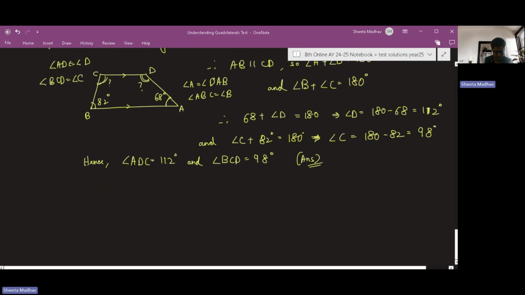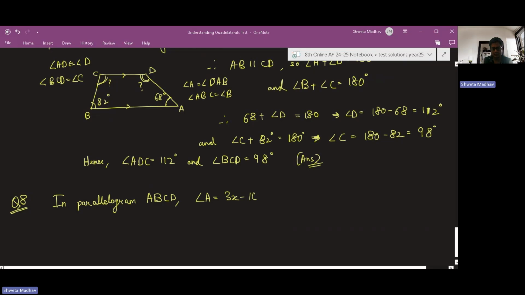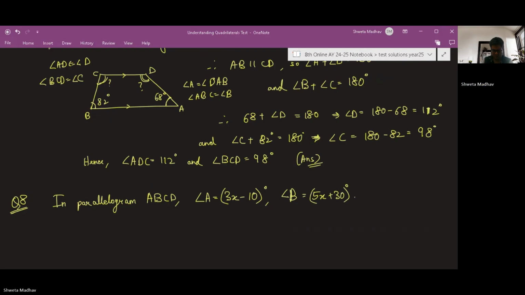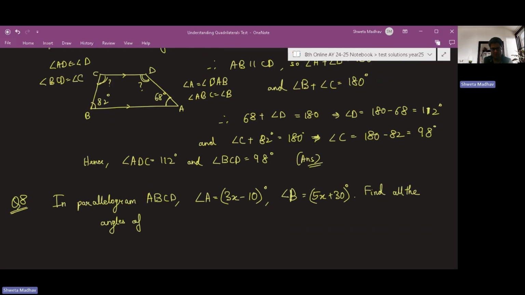Then in question number 8, it has been told that in parallelogram ABCD, angle A equals 3x minus 10 degrees and angle B equals 5x plus 30 degrees. And find all the angles of the parallelogram.